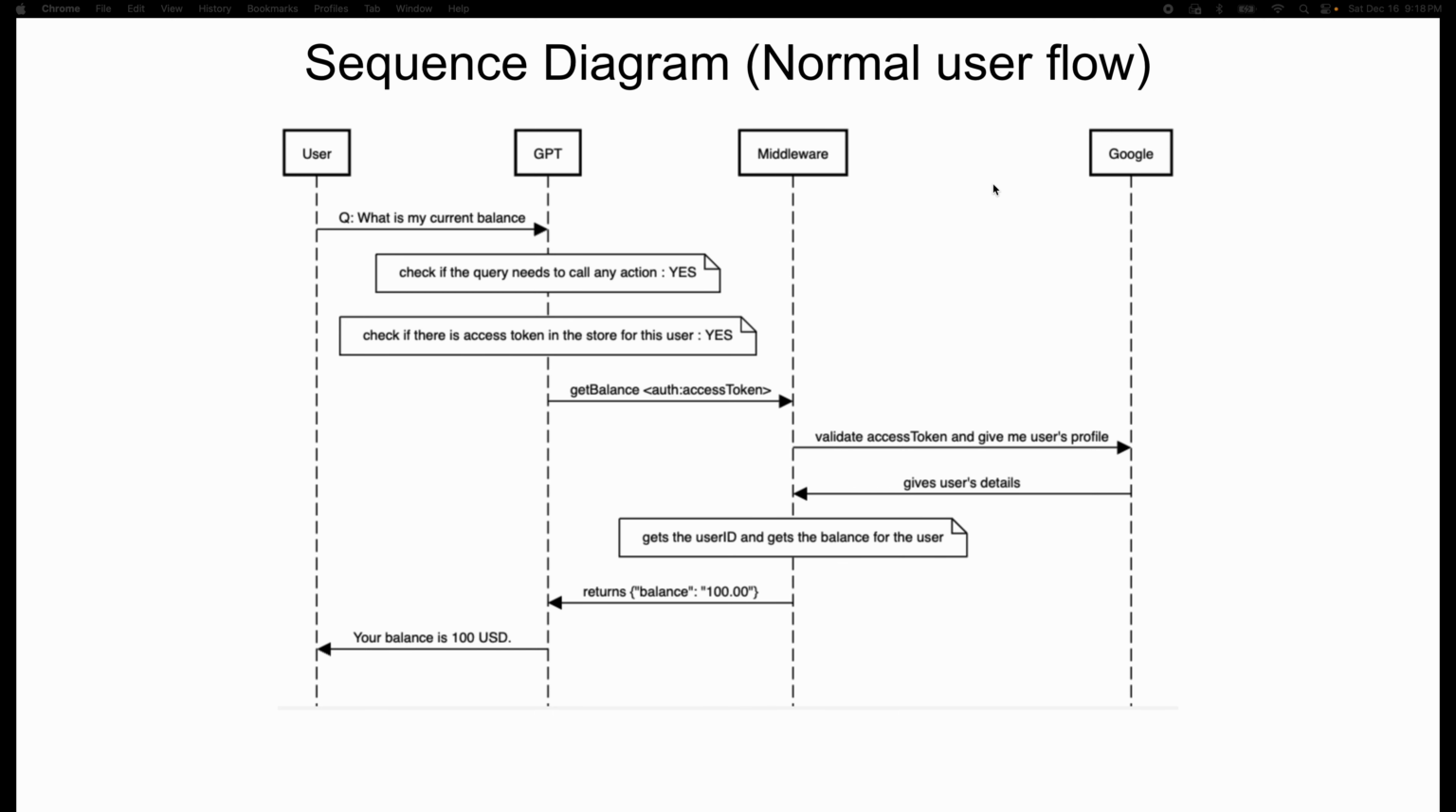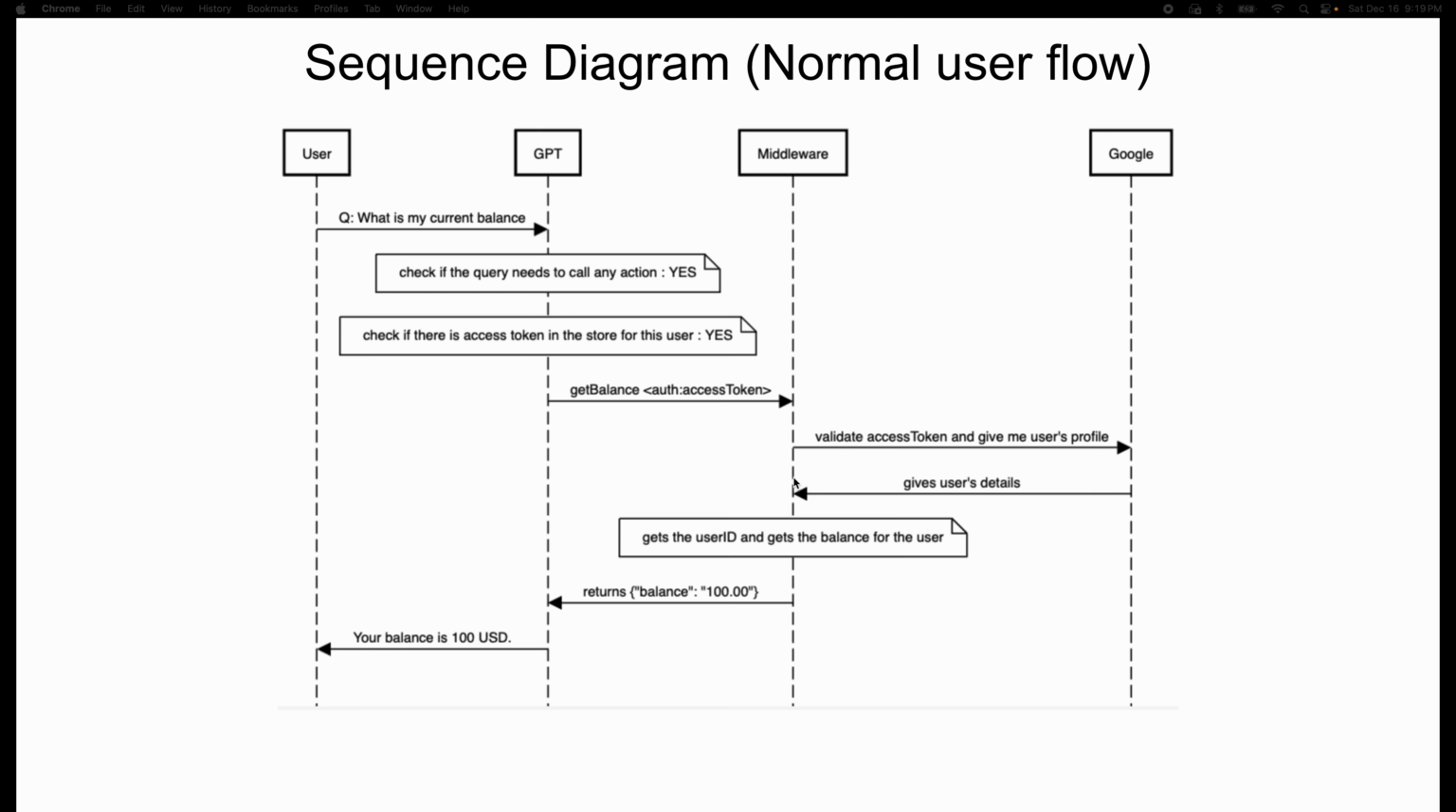Now, as you have the access token, this is another normal user flow, how it will look like. So again, the user makes a query to GPT saying, what is my current balance. The GPT says okay, I need to make this action call, and this time it has the access token. So it makes the get balance API request to our middleware with the access token. The middleware reaches out to Google and exchanges the access token and requests Google to give the user details. Google will provide us with the user details like user ID, name and so on.